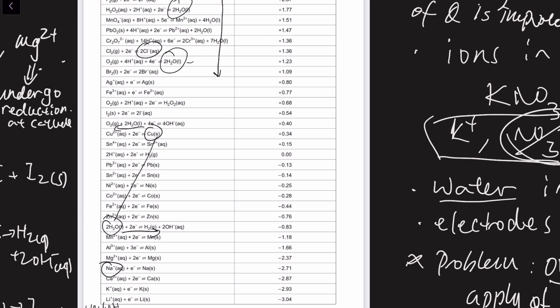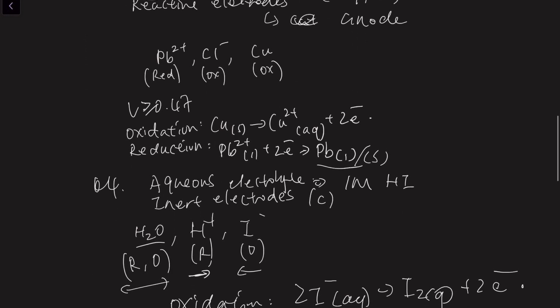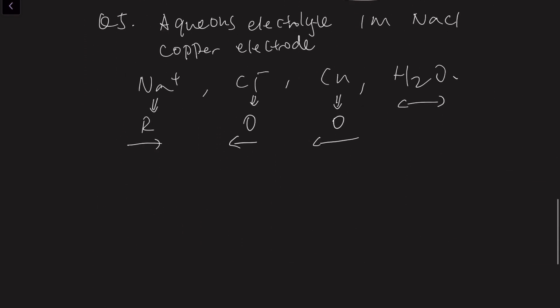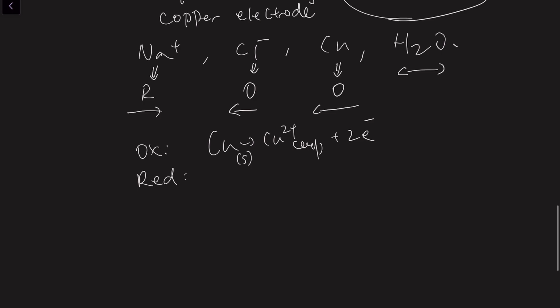The required voltage is 0.34 minus negative 0.83. So actually, both the sodium ion and the chloride ion are not involved in this chemical reaction. For the oxidation half equation, we'll copy this down directly from the electrochemical series. Then the reduction half equation.